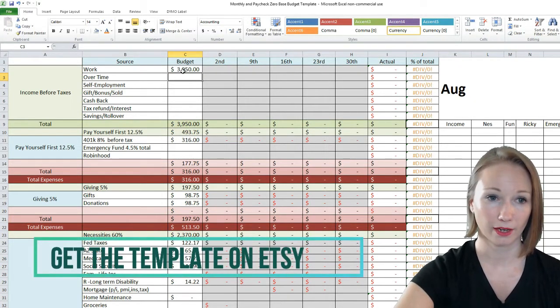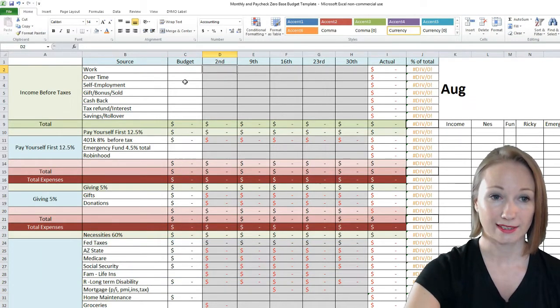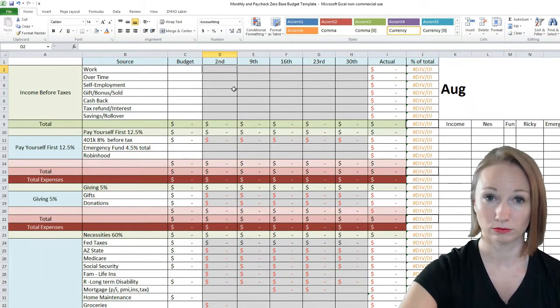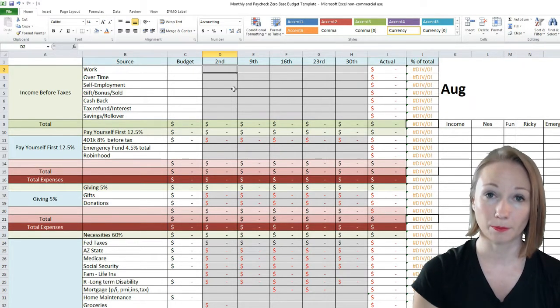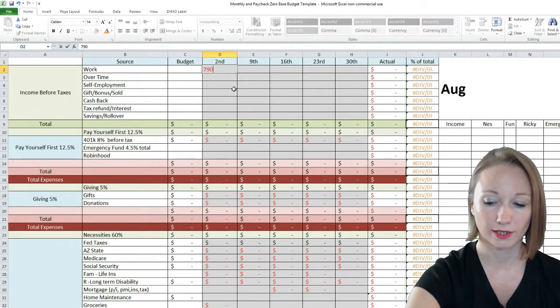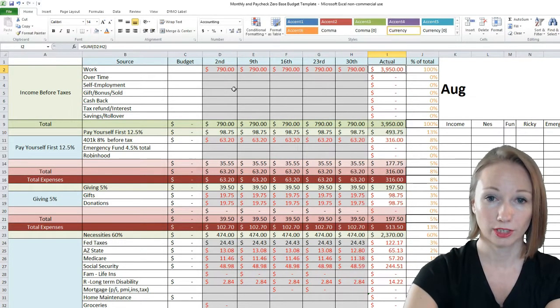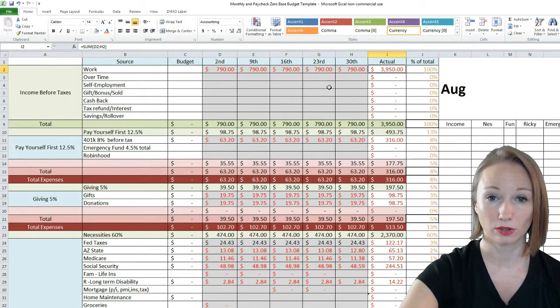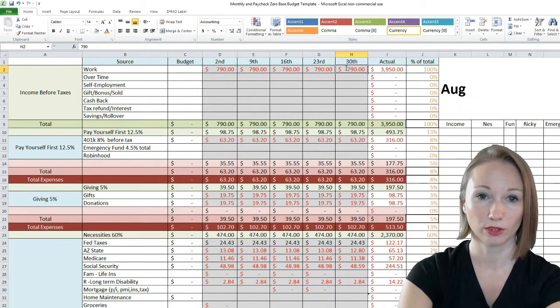I could use my calculator and say, well, this is what it is. Or maybe I don't have my calculator here, and I can say, you know what, I know he makes $790 a week, his base pay of 40 hours. So I could say 790, and I could plug it in to each week, and then you can see it gave me my total of $3,950. Again, it's starting to calculate a lot of these for me. So those are the two ways that you could do it based on what you have.